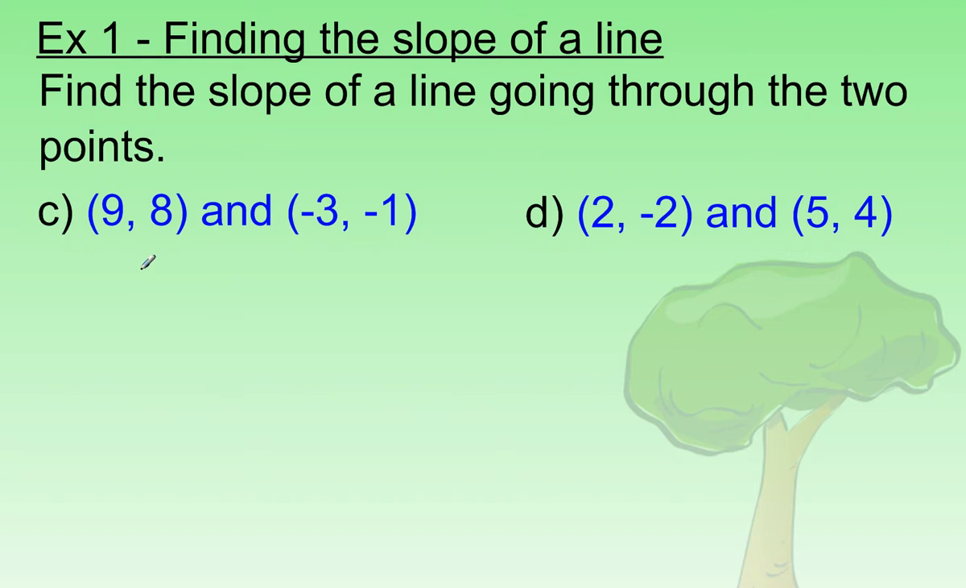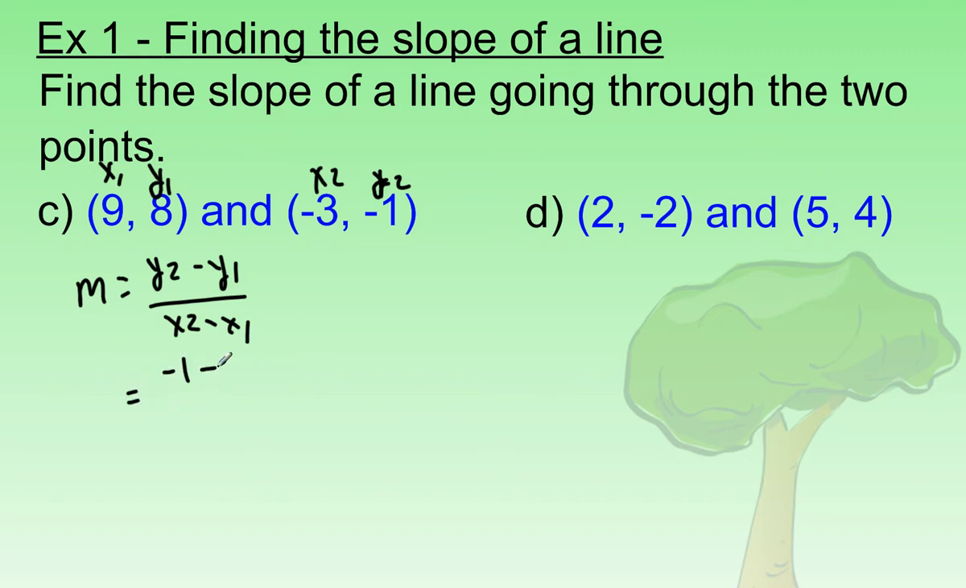All right, so let's see. Not y equals, m equals y2 minus y1 over x2 minus x1. This is point 1, so x1, y1, x2, y2. And now we plug in our points. Negative 1 minus 8, negative 3 minus 9 gives us negative 9 over negative 12, which simplifies down to 3 over 4. And that's our slope.